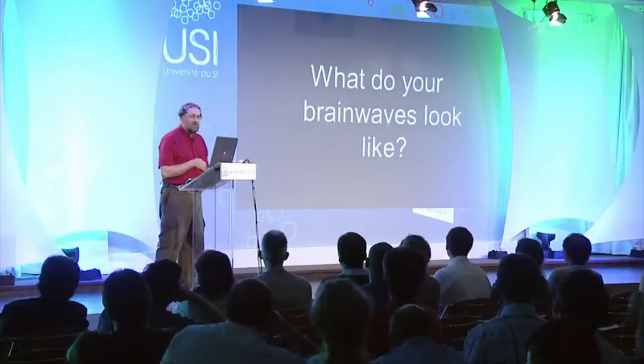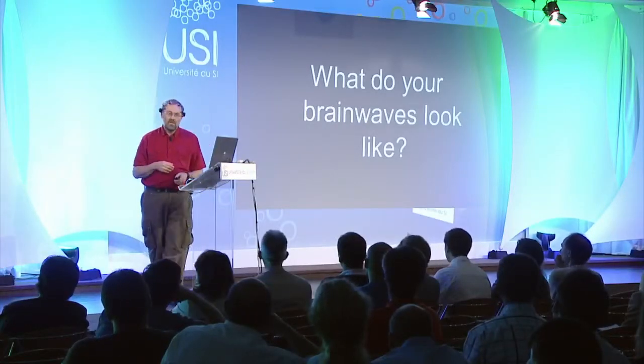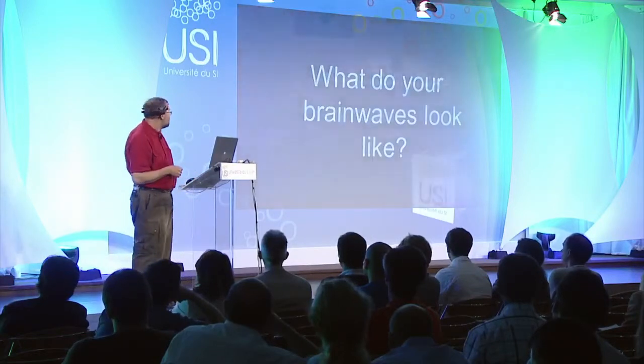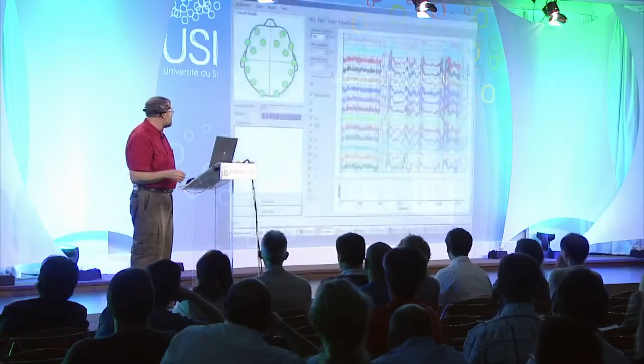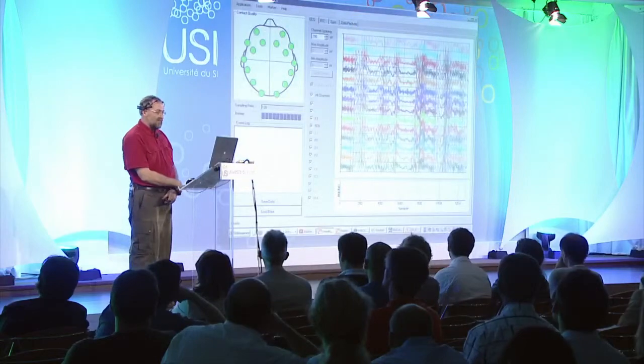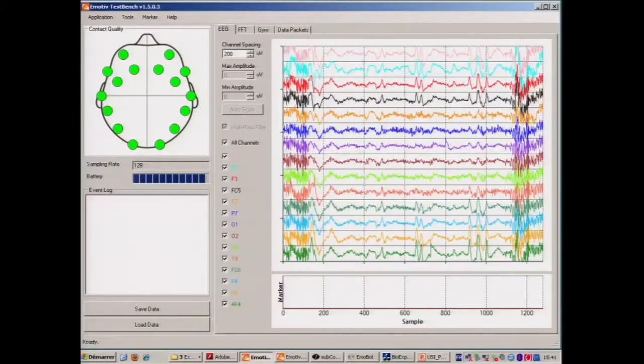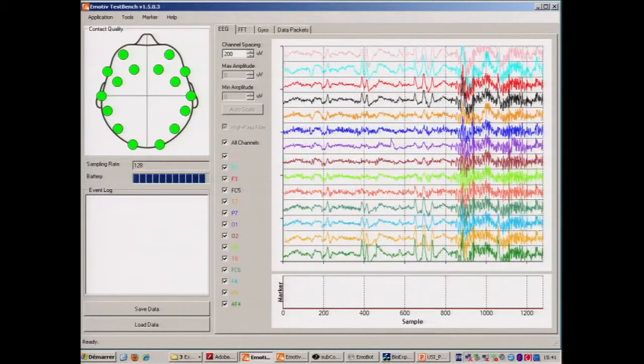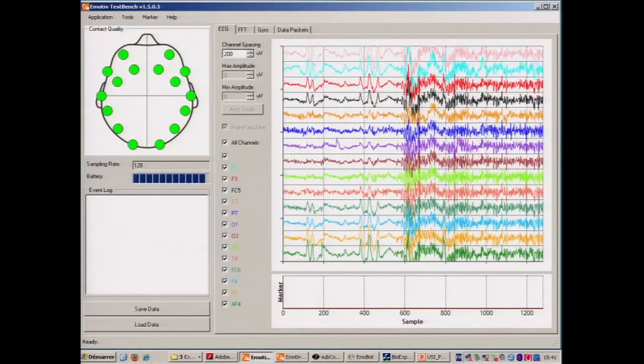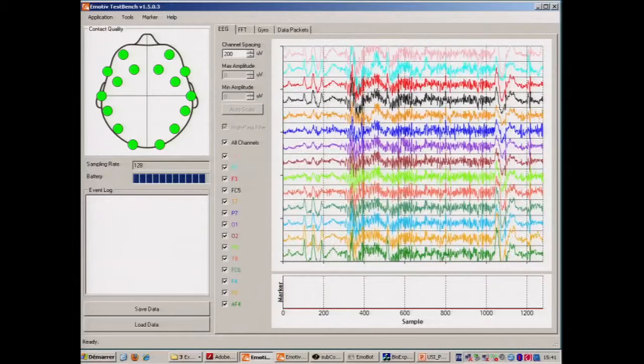So, what do your brain waves look like? Can we switch to this machine, please? Okay. Complete mess. You'll notice that as I blink my eyes, there are a couple of things going on. As I clench my teeth or talk or move around, there's quite a lot of noise that gets into these signals.